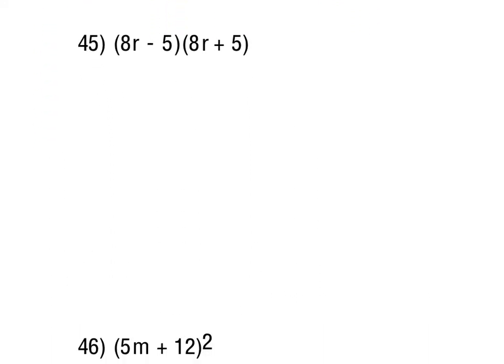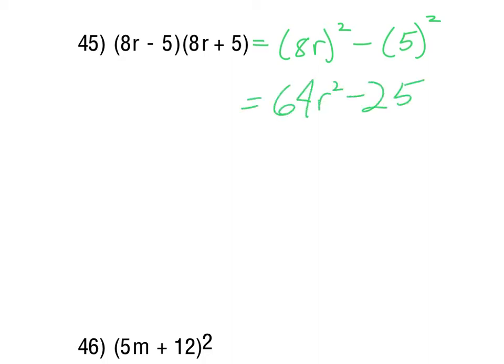45 is a special pattern. You don't have to use the special pattern. I would recommend it. You could box this or FOIL it if you wanted to. This is the sum and difference pattern, though. What this tells us is that all we have to do is square the 8r and then square the 5, and it's going to be the difference there. So that'll give us 64r squared minus 25. So pretty slick when you know that pattern.